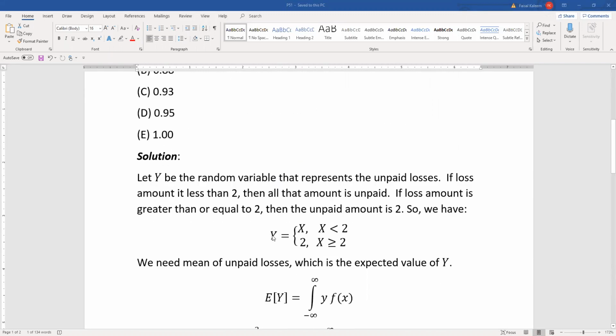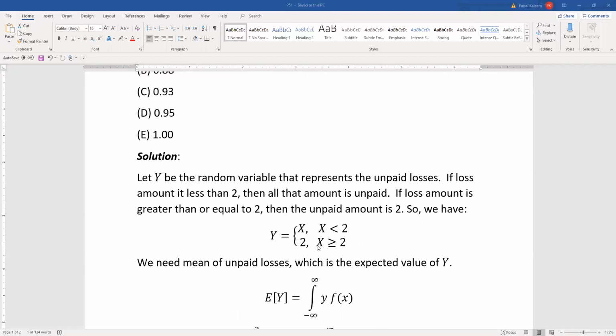the unpaid losses will be equal to whatever the loss is if the loss is less than 2, because if the loss is less than 2, then nothing is paid, since 2 is the deductible. So if X is the loss amount, then the unpaid loss is all of the X as long as X is less than 2. And the payment starts kicking in once the loss amount is bigger than or equal to 2. In that case, 2 is deducted, like 2 is not paid and everything else is paid. So when X is bigger than or equal to 2, then the unpaid amount is 2.